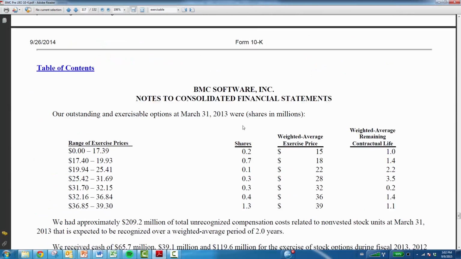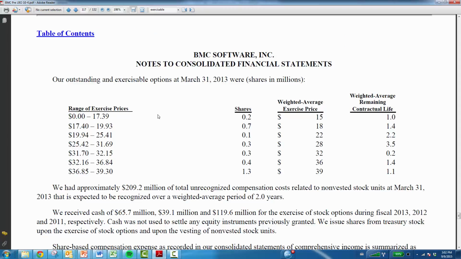Let's see if we can scroll down and find those, and here they are. So directly below restricted stock and options disclosures, now you've got a detailed options table that breaks down all 3.3 million options that are exercisable and outstanding, by corresponding exercise prices. So here you see that. So now we have everything that we need in order to complete our schedule for BMC, our diluted share count calculation for BMC.